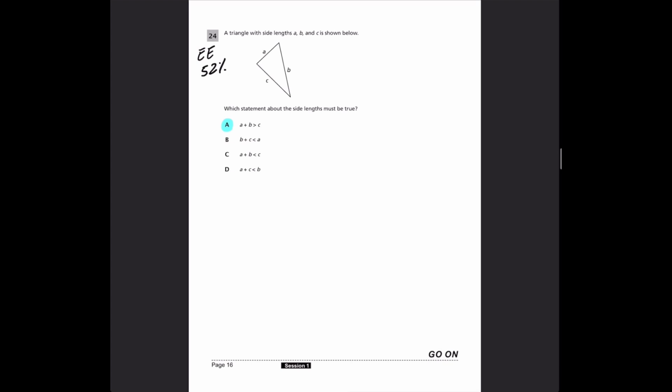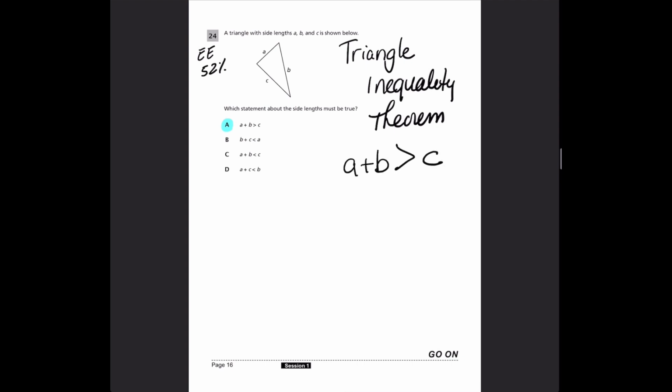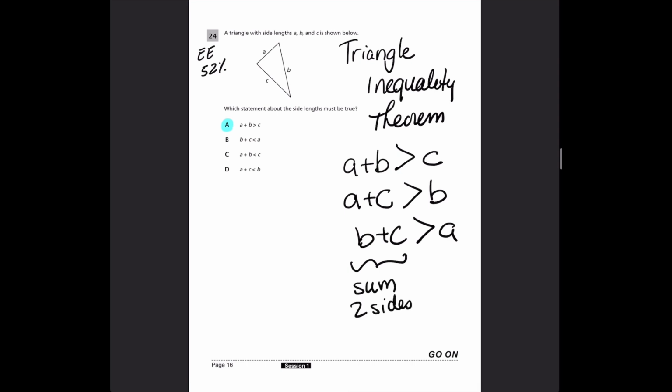All right, here's our question for number 24. Here's our answer, should be A. We're looking at a triangle, and this has to do with the Triangle Inequality theorem, which basically says that if you add up any two sides, they're bigger than the third. So I can do A plus B and it'll be bigger than C if it's a true triangle, or A plus C and it's bigger than B, or B plus C is bigger than A. So that's what we're looking for, where the sum of two sides is greater than the third side.